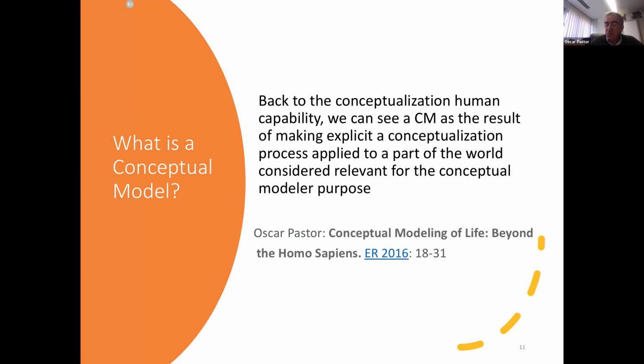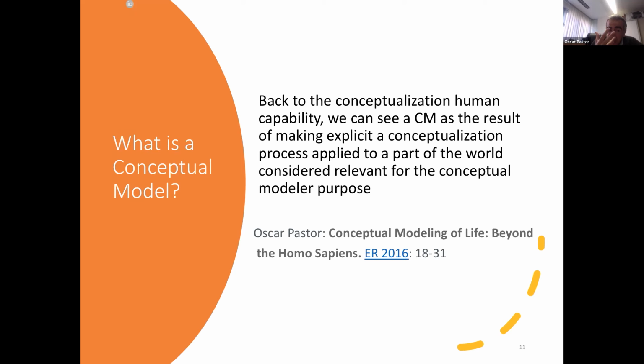I don't like to say that it's just my definition, but what I want to emphasize with this perspective, I want to share with you what is the most important aspect of a conceptual model to me. And going back to this conceptualization, human capability, I think that the most important aspect of a conceptual model is to see it as the result of making explicit a conceptualization process that is normally implicit.